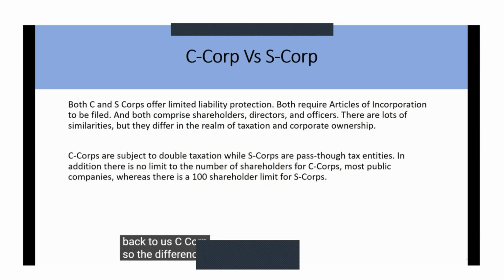So the difference between the two: both C and S Corps offer limited liability protection, both require articles of incorporation to be filed, and both comprise shareholders, directors, and officers. There are lots of similarities, but they differ in the realm of taxation and corporate ownership. C Corps are subject to double taxation, while S Corps are pass-through tax entities. In addition, there is no limit to the number of shareholders for C Corps, which is most public companies, whereas there is a 100 shareholder limit for S Corps.